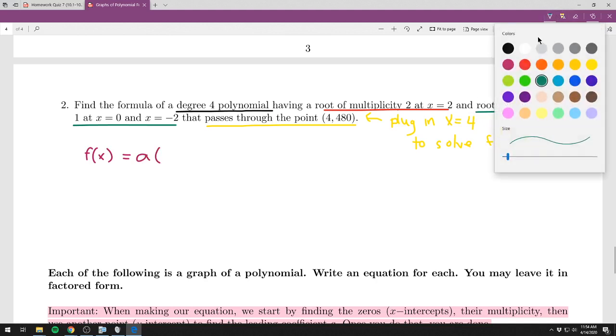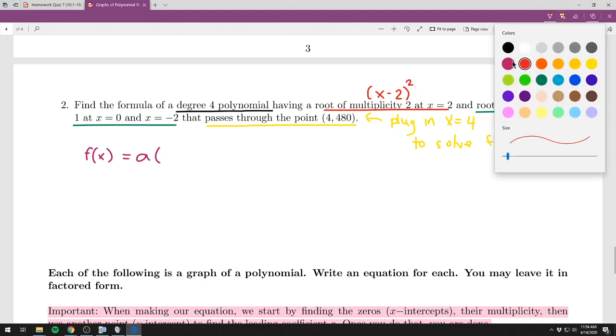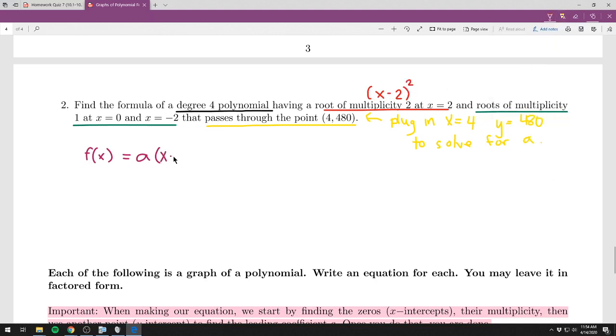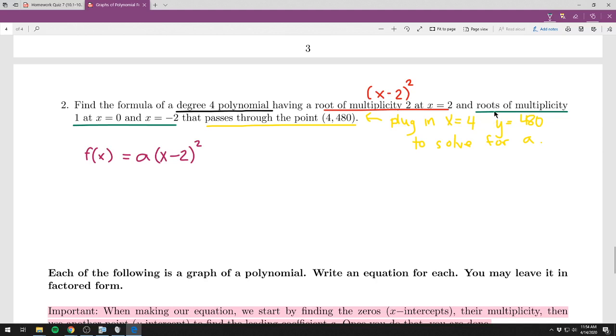Our first root, we are told, is a root of multiplicity 2 at x equals 2. That means x minus 2 is going to be a factor, and its power is 2. And then the other two things, sometimes the wording throws people off. It says roots of multiplicity 1 at x equals 0 and -2. It's saying they both have multiplicity 1.